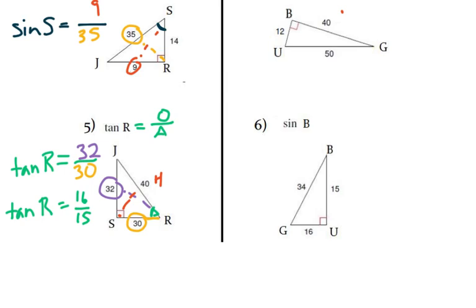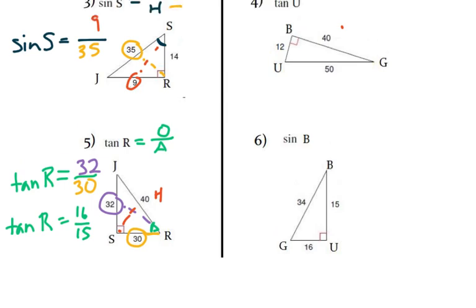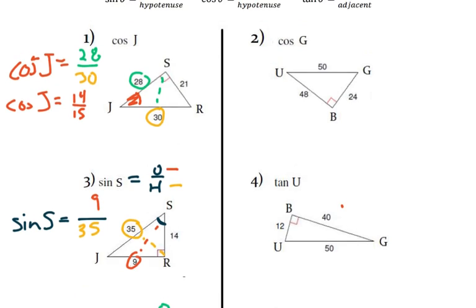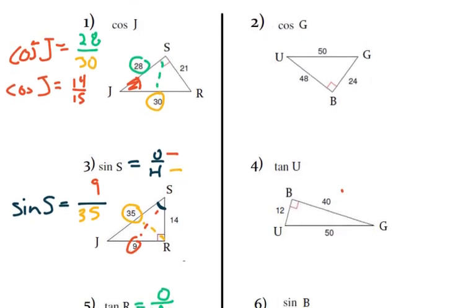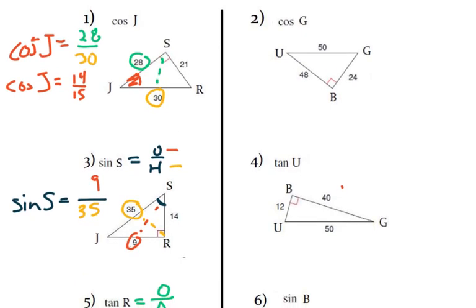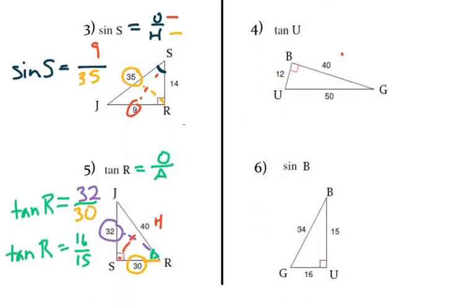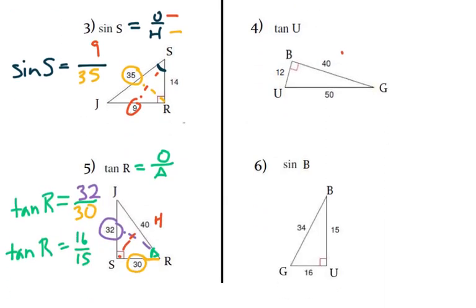All right, so why don't you go ahead and pause. You can try the right side problems. So cosine of G. Go ahead and pause. I'll let you try these. And then if you need to try the bottom two, you can pause again and try these.